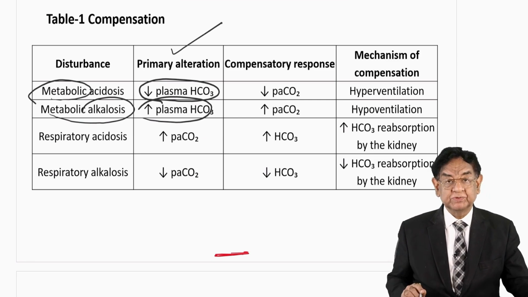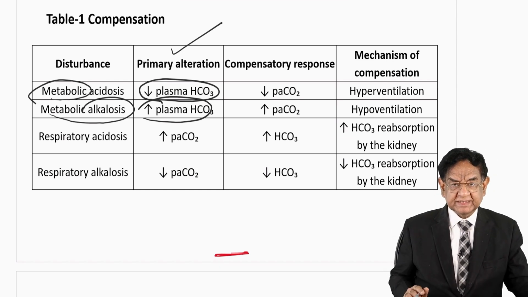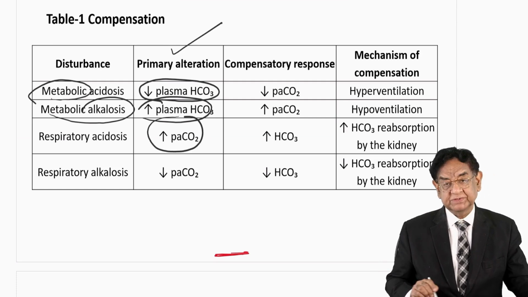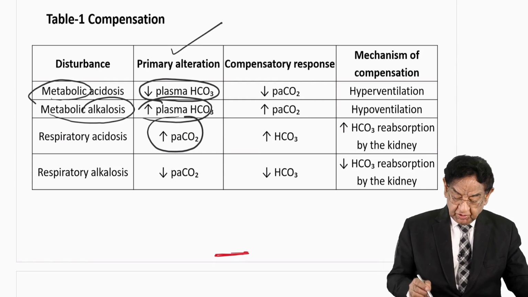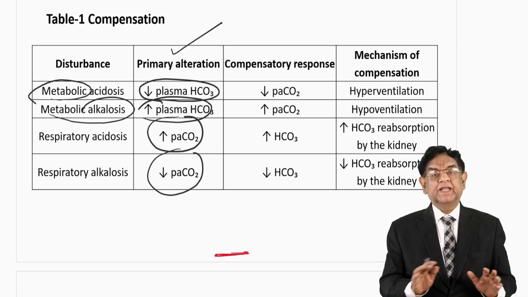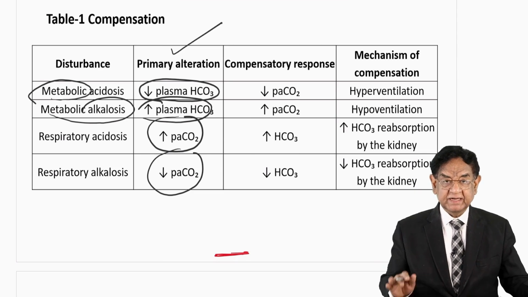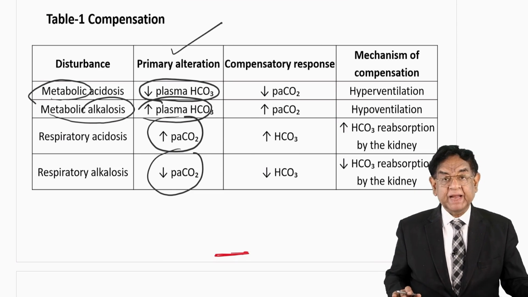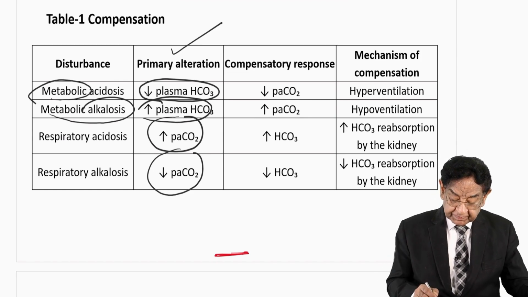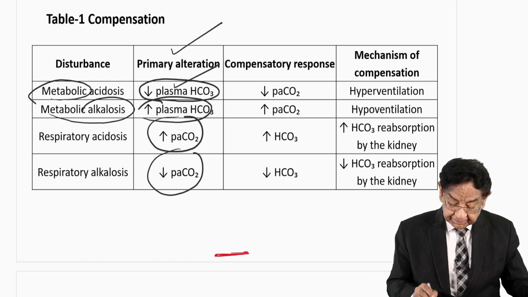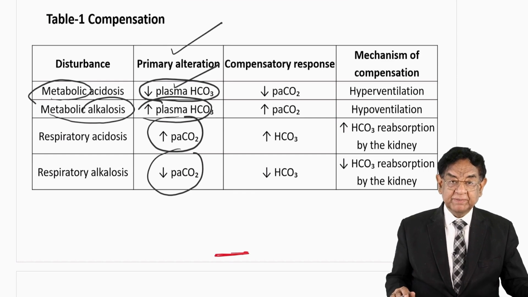Now, respiratory acidosis. When I say respiratory, there is some problem with CO2. CO2 is the acid. Gain of acid is acidosis. Respiratory alkalosis, some problem with CO2. Loss of acid is alkalosis. Now you understand the actual meaning and what findings you will be getting. So this is the primary alteration for which the patient has come to us. Let us say the patient has come with metabolic acidosis. The bicarb is reduced.